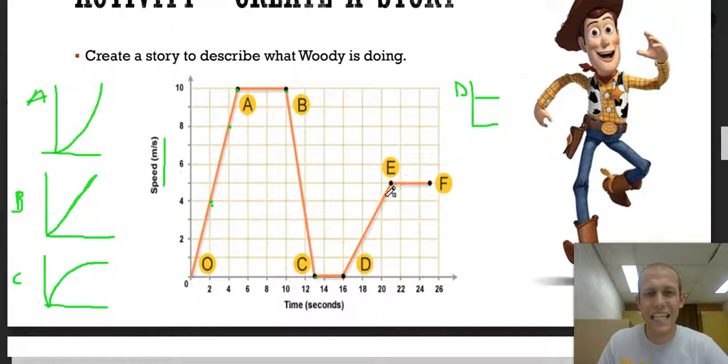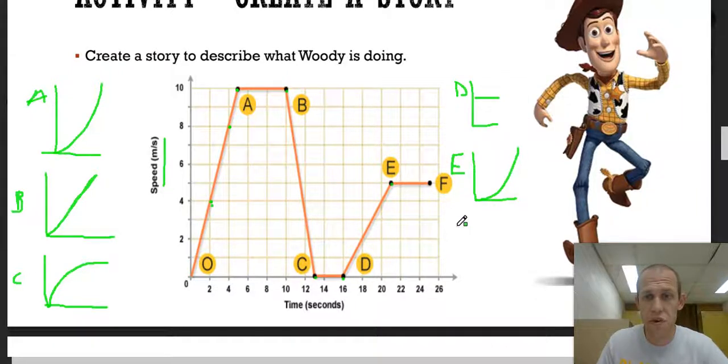Then between D and E, his speed is going from 0 up to 5. So he is speeding up. So it's not one speed this entire time. The speed is constantly changing. So when we look at that time from D to E, his speed is going from 0 up to something.